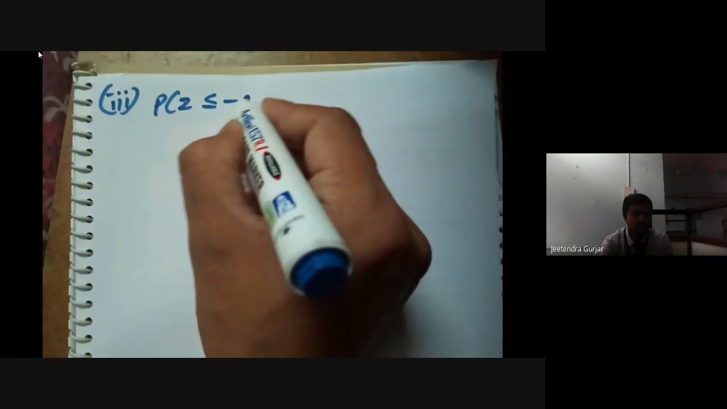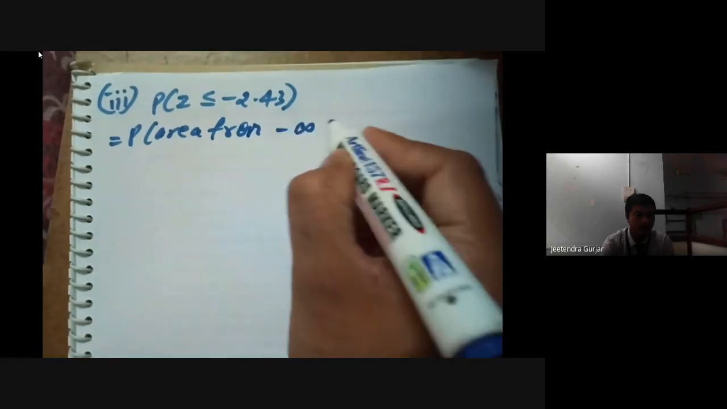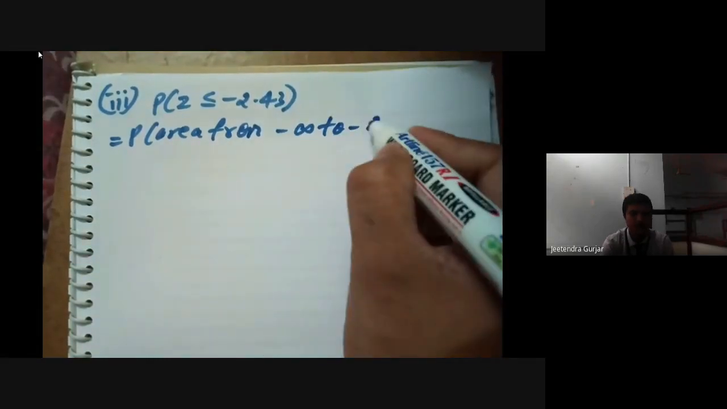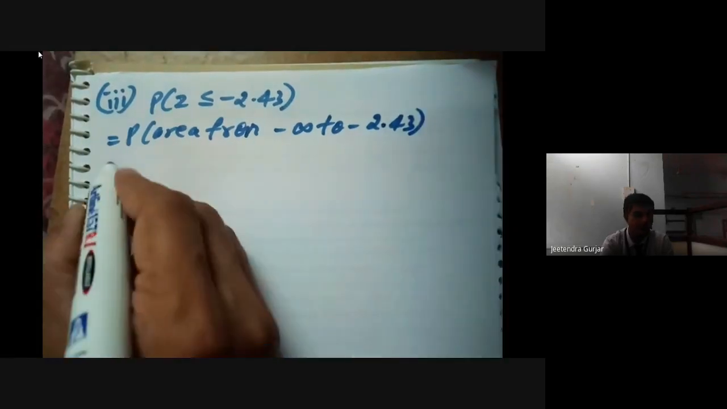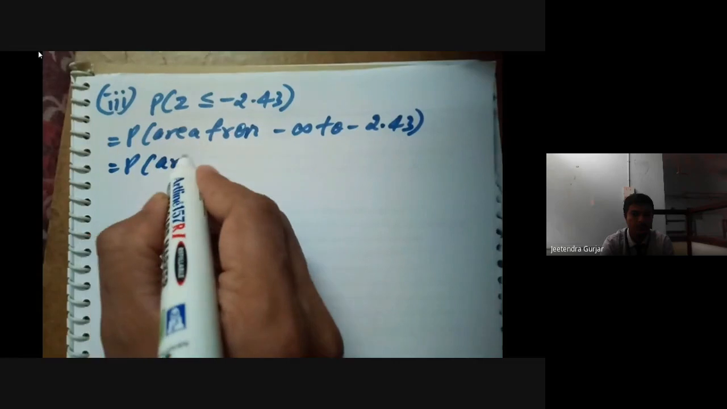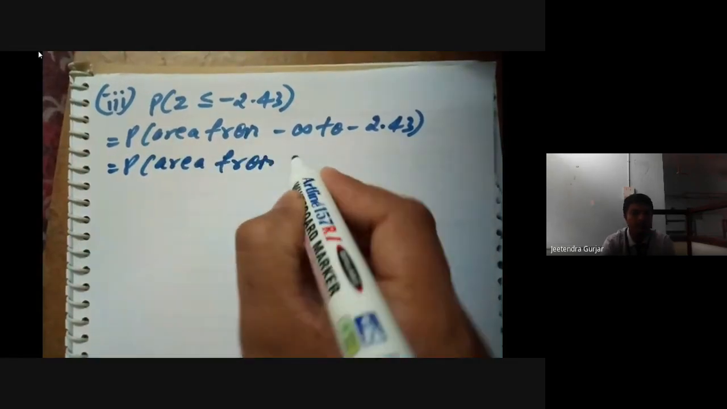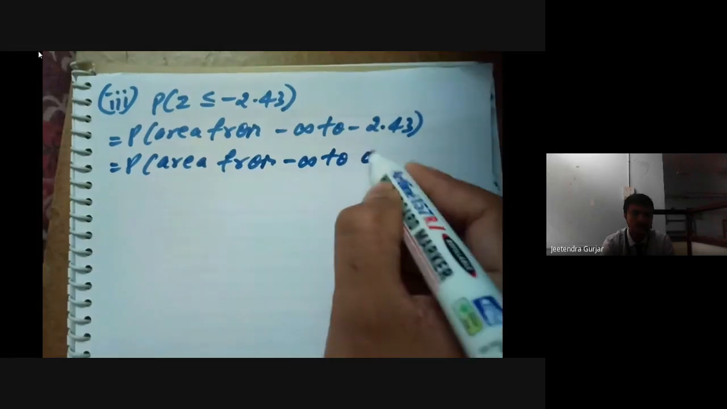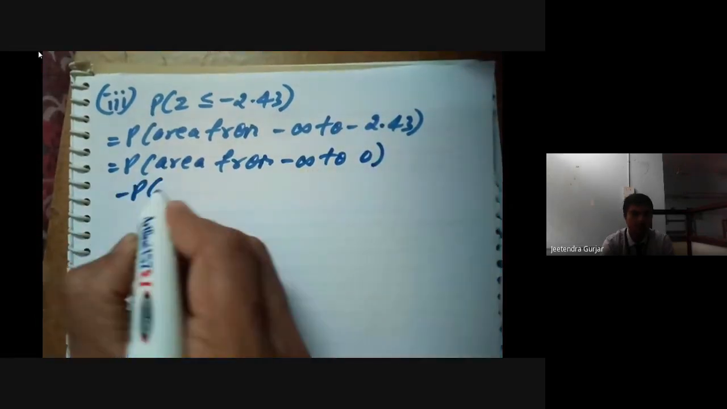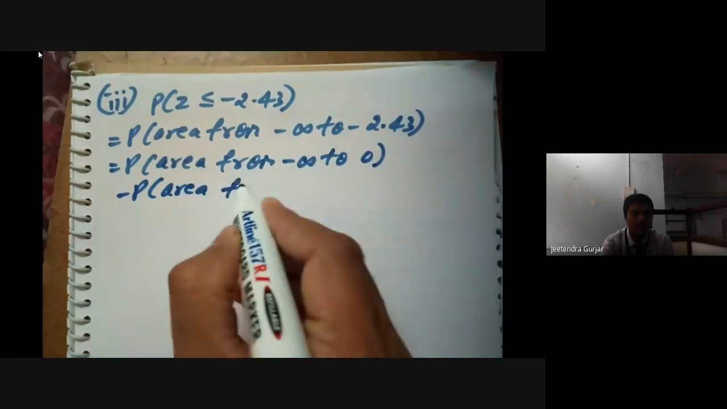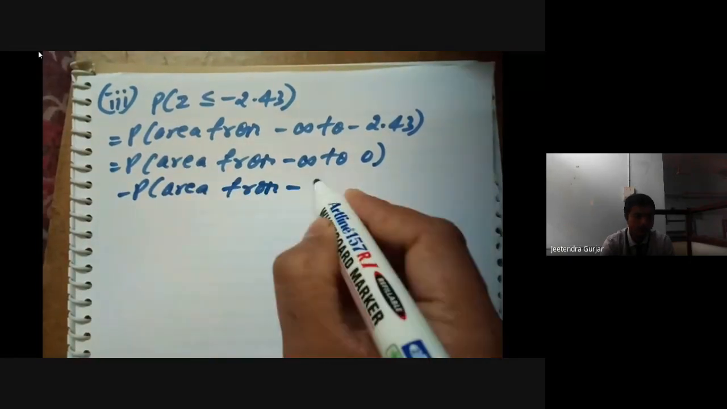Now we'll go with the third one, student. Probability of Z less than or equal to minus 2.43. This is also area on the left side of the curve. We want to calculate the area from minus infinity to minus 2.43. Whatever is less than this we have to subtract. So I will take the probability of area from minus infinity to 0 and subtract from it the probability of area from minus 2.43 to 0. So this is how we are going to subtract.